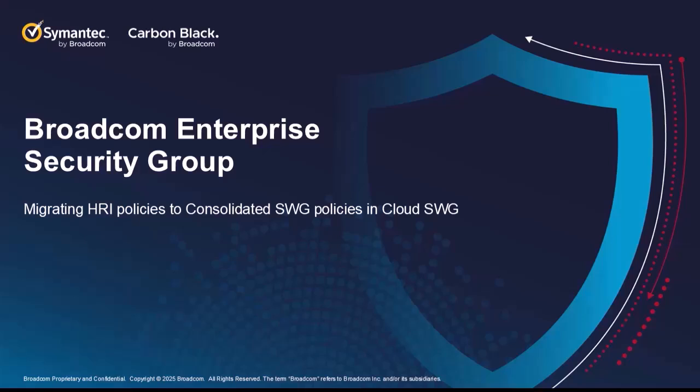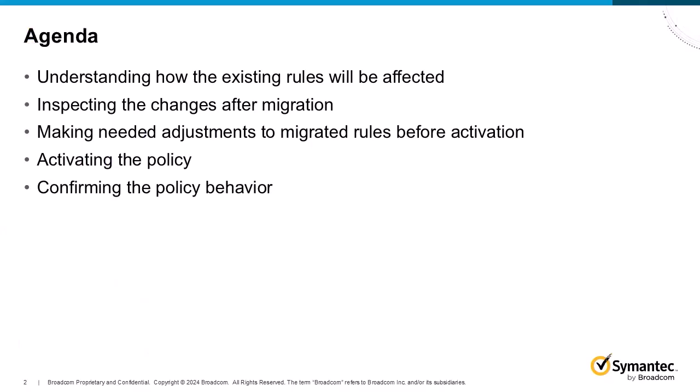For tenants that use HRI with certain policy configurations, Broadcom is initiating a migration to the Consolidated policy. These tenants must review their policy to ensure that it behaves as expected, and this tutorial is intended to help with this process. Here's what we'll be talking about in this tutorial: understanding how the existing rules will be affected, inspecting the changes after migration, making needed adjustments to migrated rules before activation, activating the policy, and confirming the policy behavior.